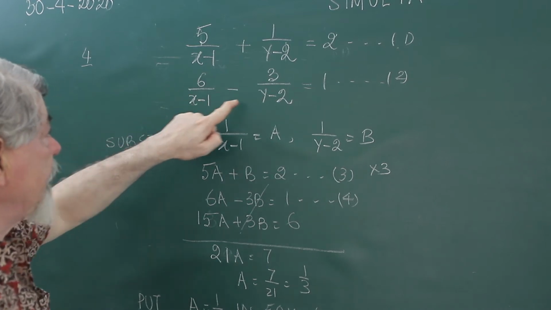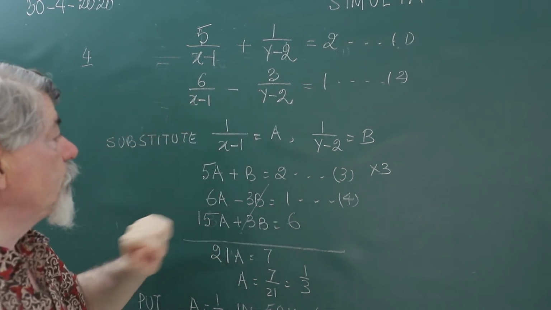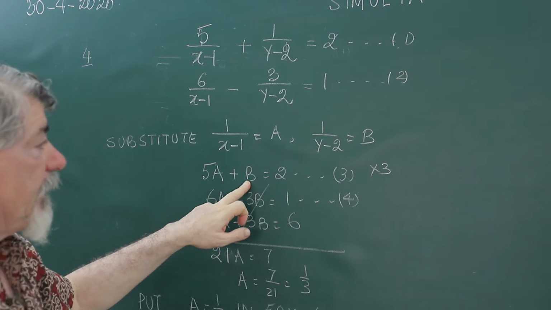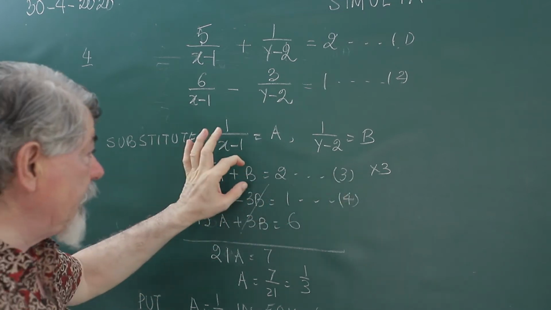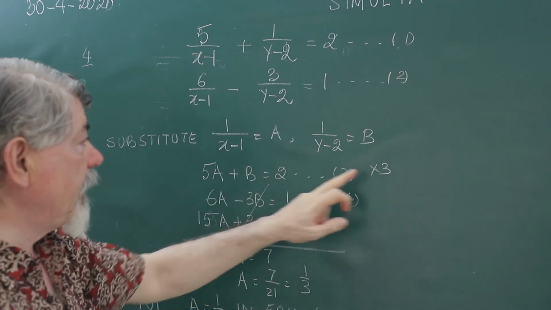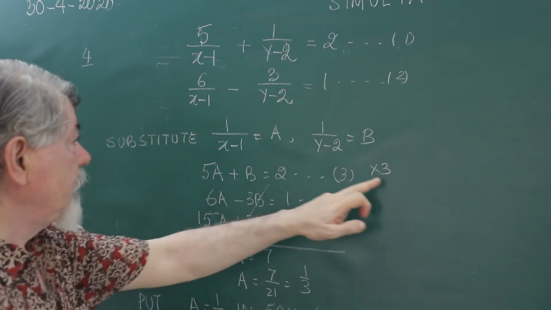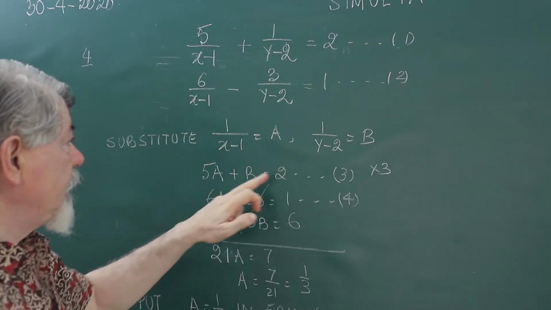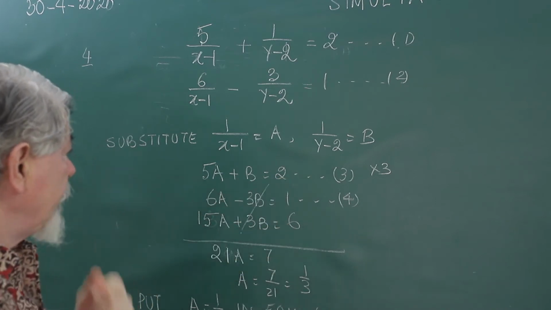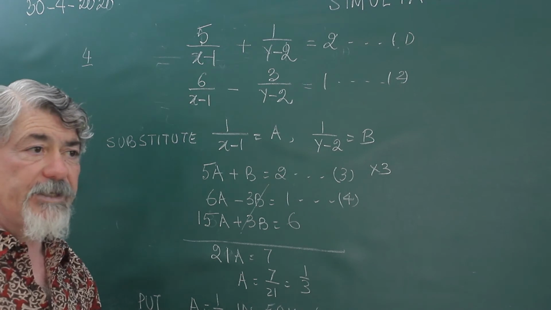It will become 6a minus 3b is equal to 1. I can multiply the third equation by 3 to make the b terms equal. I multiplied equation 3 by 3. So 3 fives are 15a, 3b it will become, and 3 twos are 6. 1. Now instead of subtracting, I am adding.